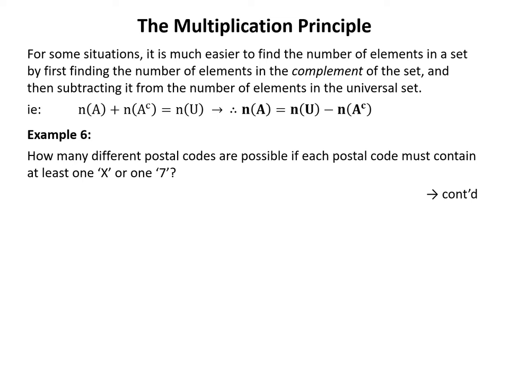And we look at an example now with example 6. Example 6 asks, how many different postal codes are possible if each postal code must contain at least one X or 1/7? Now, if you think about this question, after a few seconds, it should occur to you that this is actually quite a complicated question to ask if we try and figure out the answer using every possible combination.